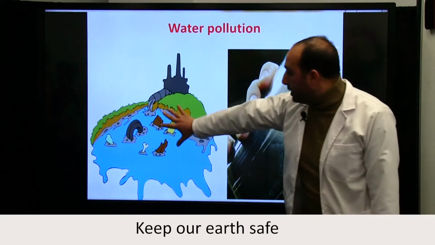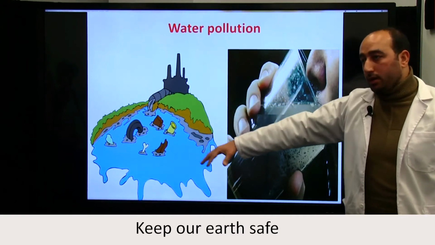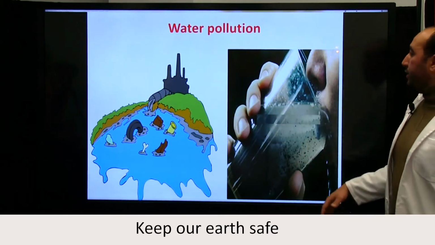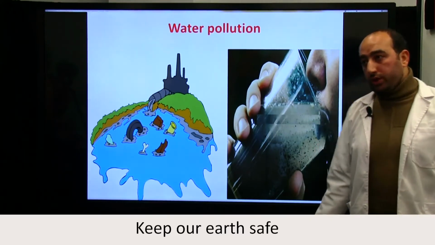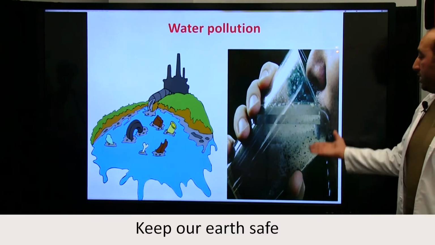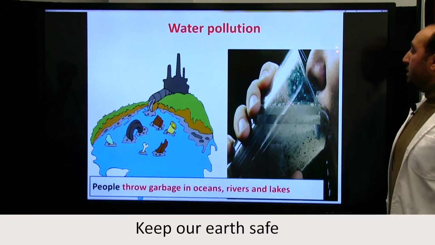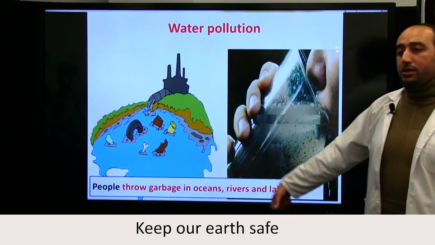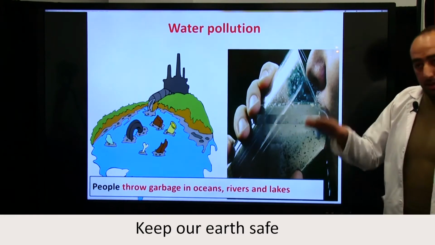Right here you have a factory, and it is putting its chemicals in the river or the ocean or the lake, etc. And here you can see a man drinking water that is not drinkable. So it's not good to drink. As you can see, it's full of bad substances. People throw garbage in oceans, rivers, and lakes. So what do we mean by the word garbage? Garbage is unnecessary, unneeded stuff.